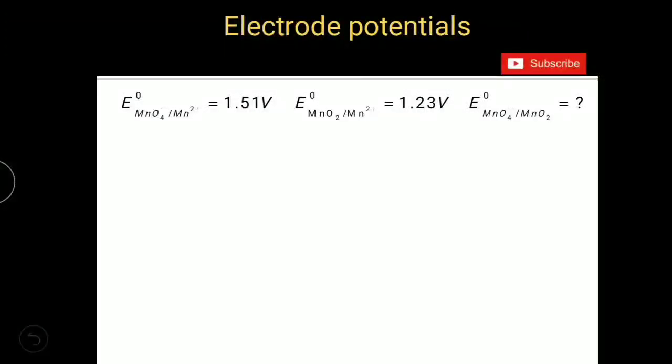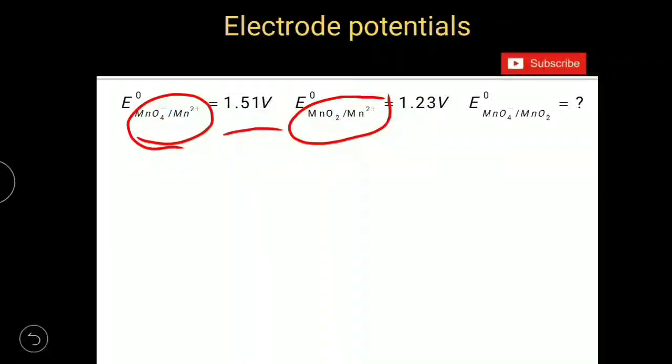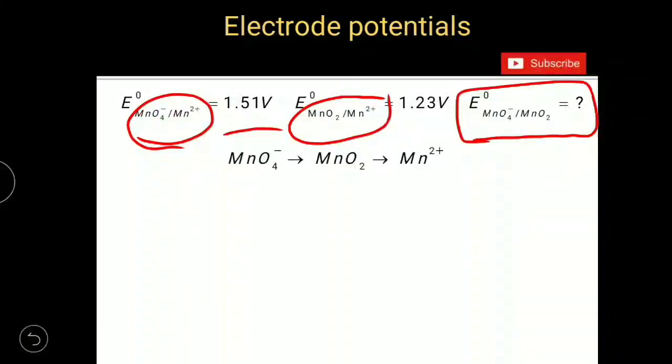The standard reduction potential of conversion of permanganate into Mn plus 2 is given as 1.52 volts, and the standard reduction potential value of conversion of manganese dioxide into Mn plus 2 is 1.23 volts, and they are asking the standard reduction potential of conversion of permanganate into MnO2. Even here also we got different species with the same element with different oxidation states: MnO4 minus, MnO2, Mn2 plus.